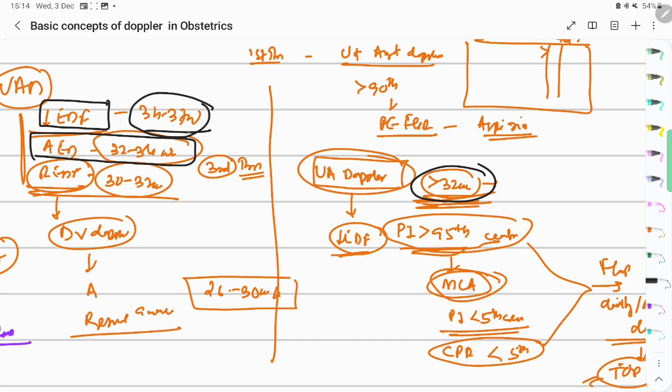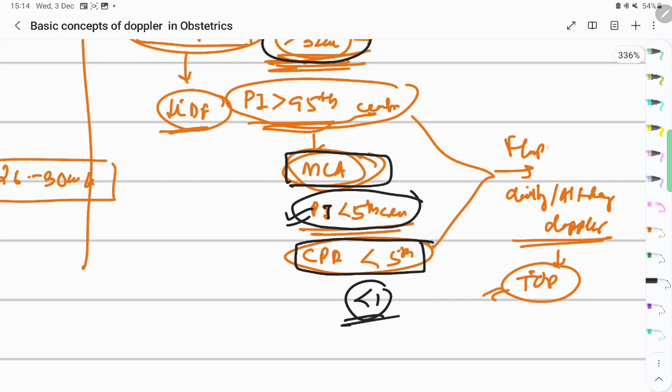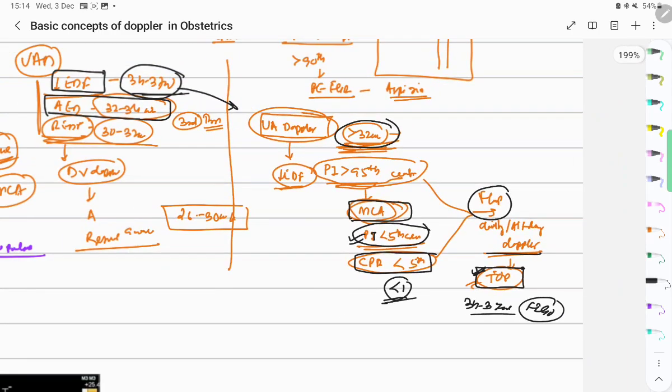So when to terminate properly between 34 to 37 weeks? I will decide by doing MCA Doppler. If the MCA Doppler is normal, it means no redistribution of blood flow has occurred. If MCA Doppler is abnormal, that is PI less than 5th centile, or CPR less than 5th centile, that is CPR less than 1, then I will do daily or alternate-day Doppler, and according to other conditions like liquor, fetal heart rate or any fetal heart rate abnormalities, I will plan for termination of the pregnancy between 34 to 37 weeks according to FIGO guideline.